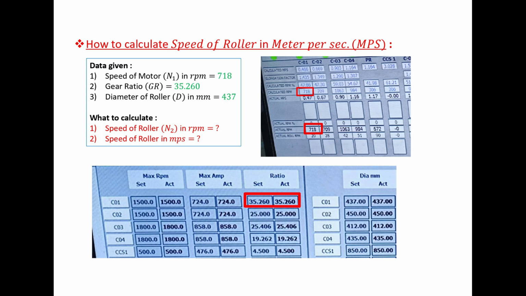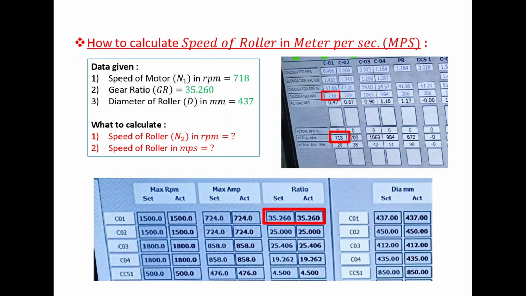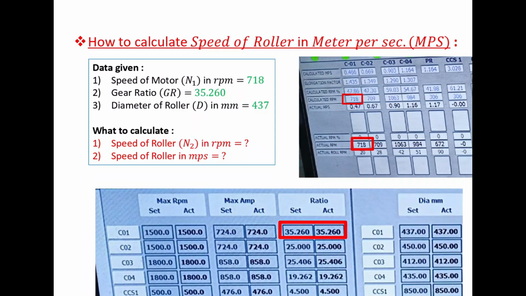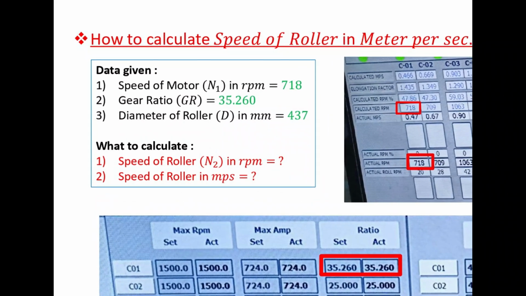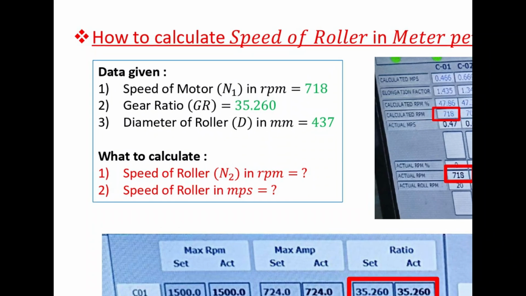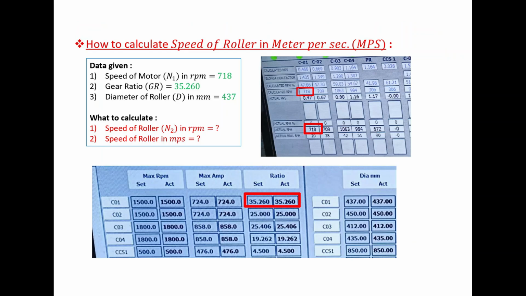First, let's look at the information we have. We have the motor speed N1, which is 718 revolutions per minute. We also have the gear ratio of 35.260 and the roller's diameter, which is 437 millimeters. Our goal is to determine two things. First, the speed of the roller in RPM, which we will call N2, and second, its speed in meters per second.